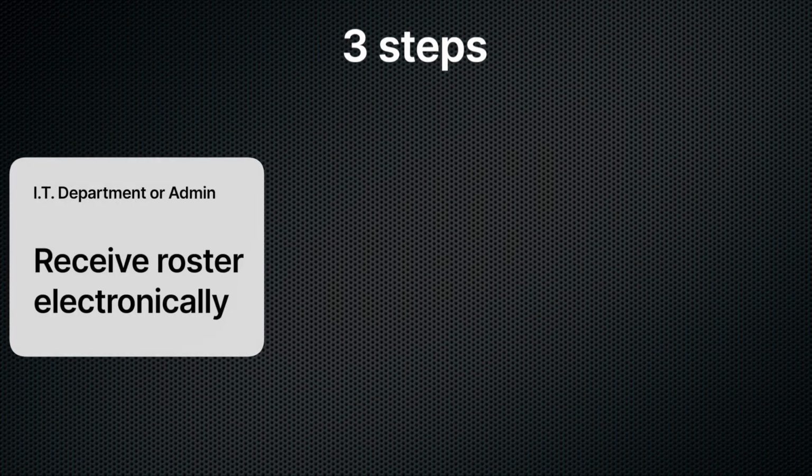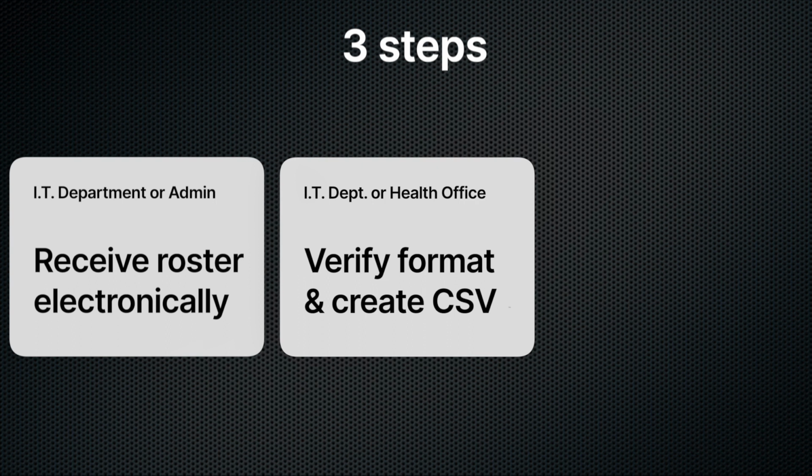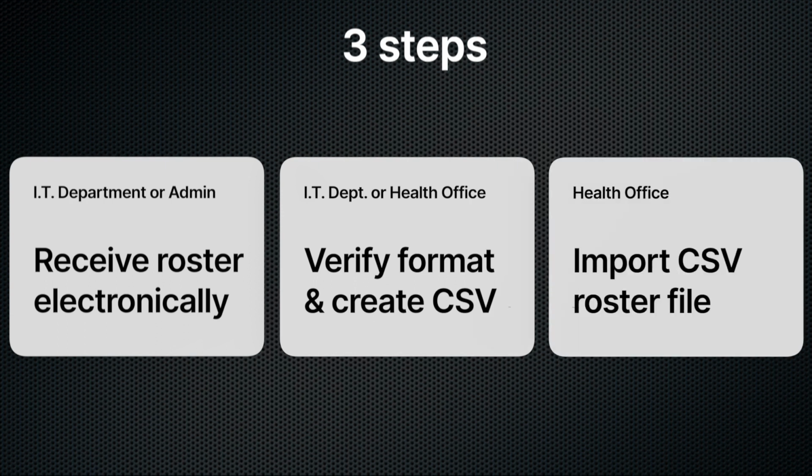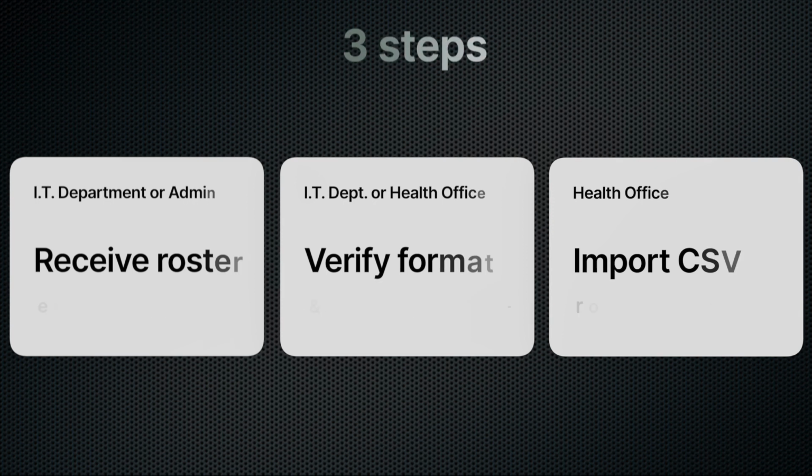The first step is receiving your school's student roster in an electronic format. Getting this file usually involves your IT department or administrative staff. They have access to your student information system and can export a file for you to import into the Vision Screening system. The second step is formatting the file so that the Vision Screening system can import it successfully. And the final step is importing the properly formatted file into the Vision Screening system.